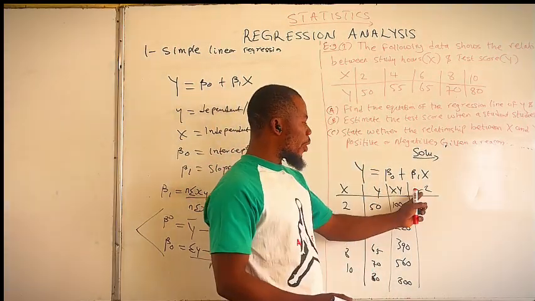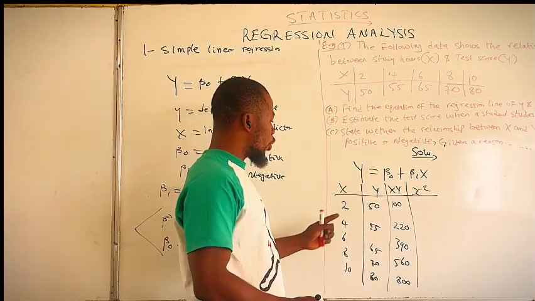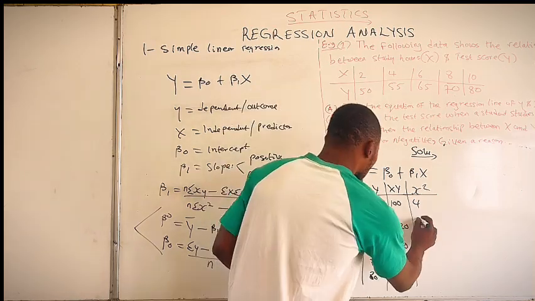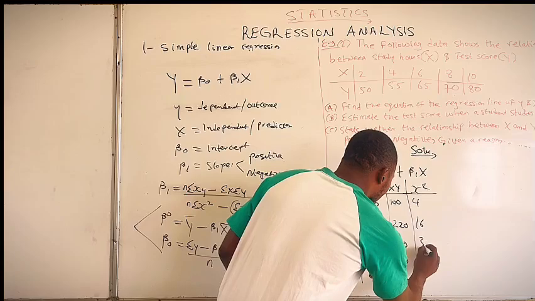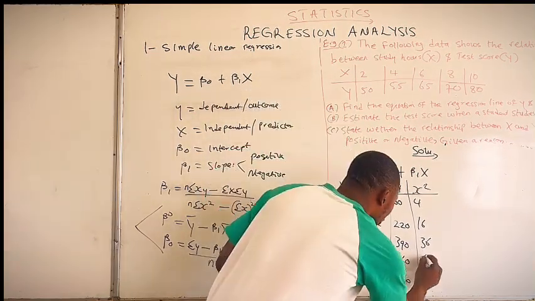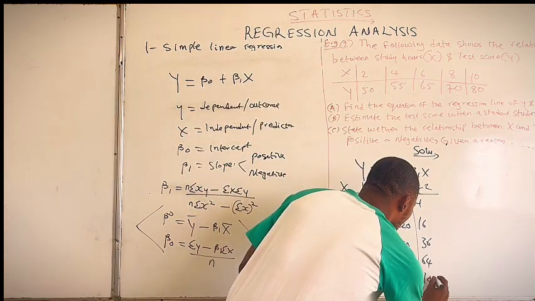Now we'll look for our x squared again. All these values of x, we'll square them. 2 squared gives us 4. 4 squared gives us 16. 6 squared gives us 36. 8 squared gives us 64. And 10 squared gives us 100.